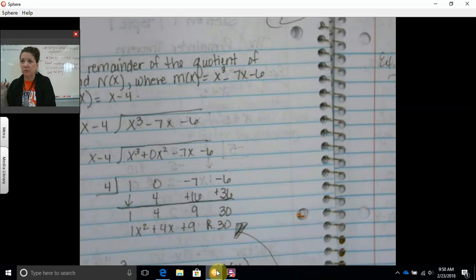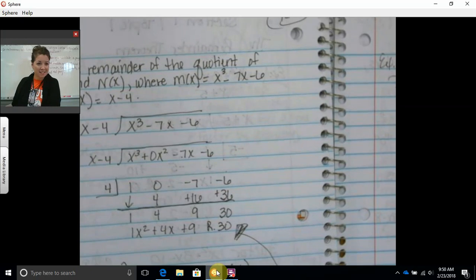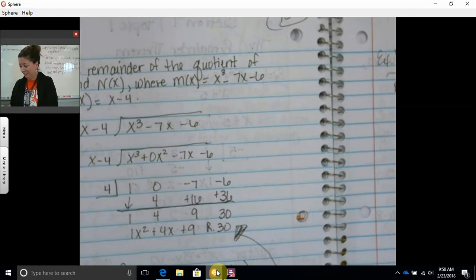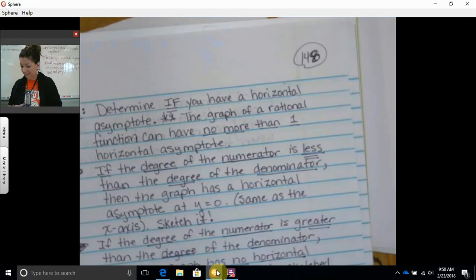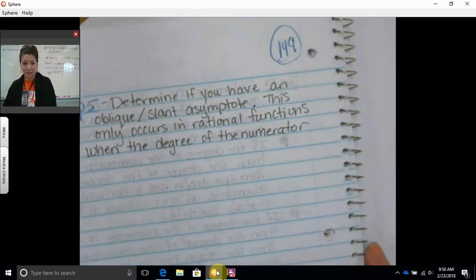-6. What else? How many solutions, roots, zeros are we going to have? 3. See, they know stuff. I know. They know stuff. Awesome. What else do they know? They know they're tired of taking notes on how to graph a rational function.